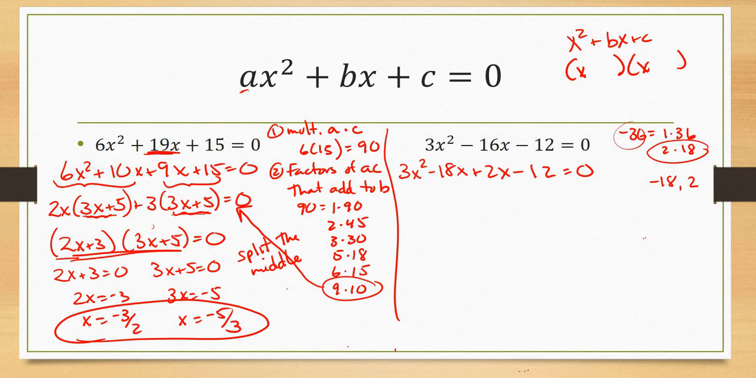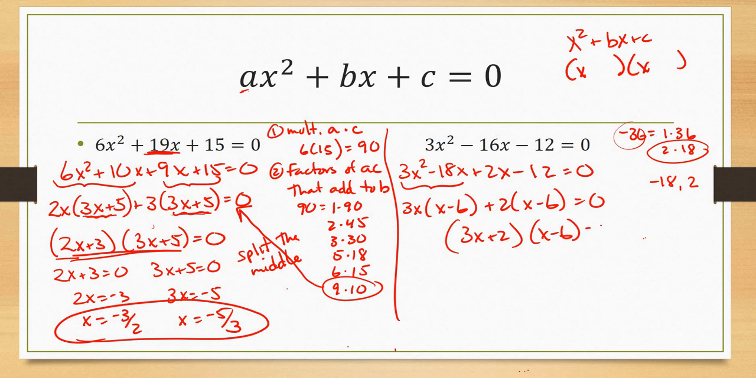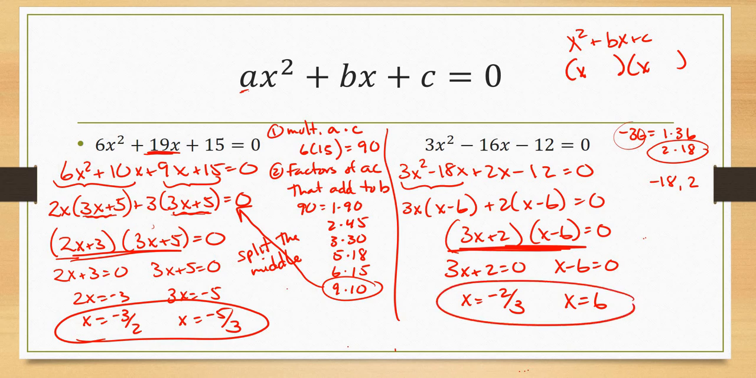If you didn't get this far and you want to pause and try the rest on your own, pause it again. Okay, using grouping, I'm going to pull out a 3x. I get x minus 6. I'm going to pull out a positive 2. I get x minus 6. So 3x plus 2 times x minus 6 equals 0. Set each factor individually equal to 0. x equals negative 2/3, subtract 2, divide by 3, and x equals 6. Again, these are my factors. These are my solutions. And I think that's all we're going to do.